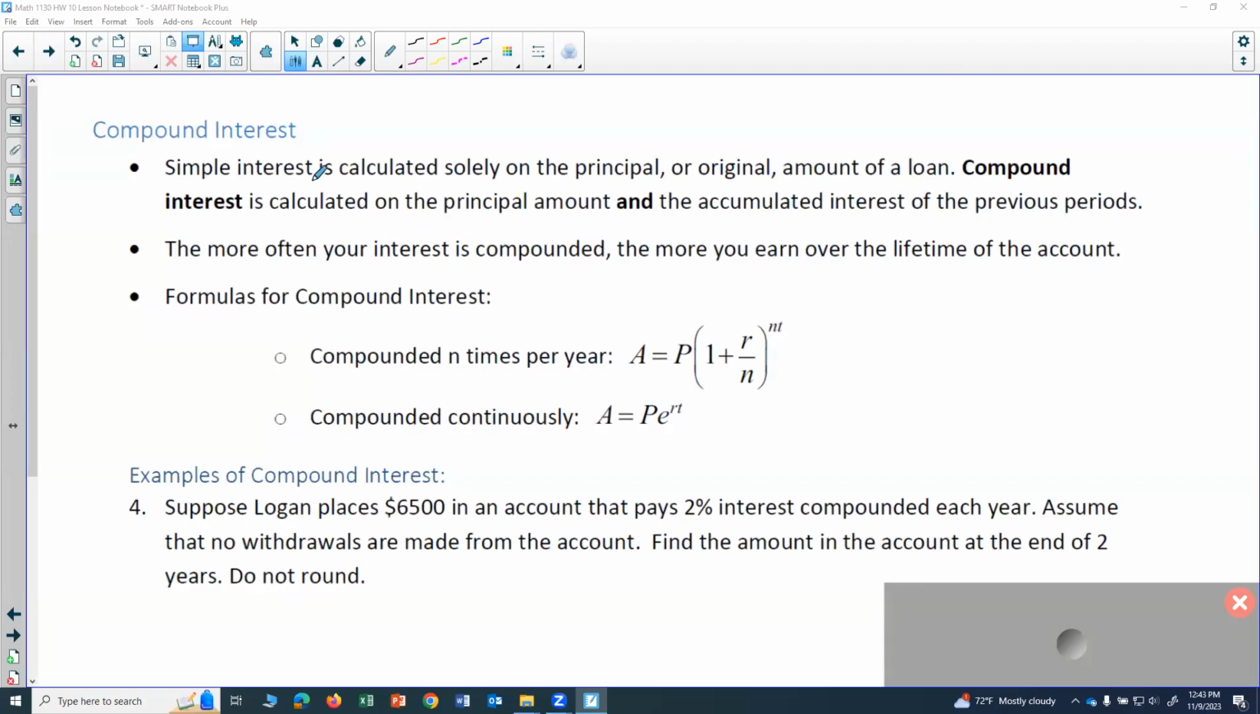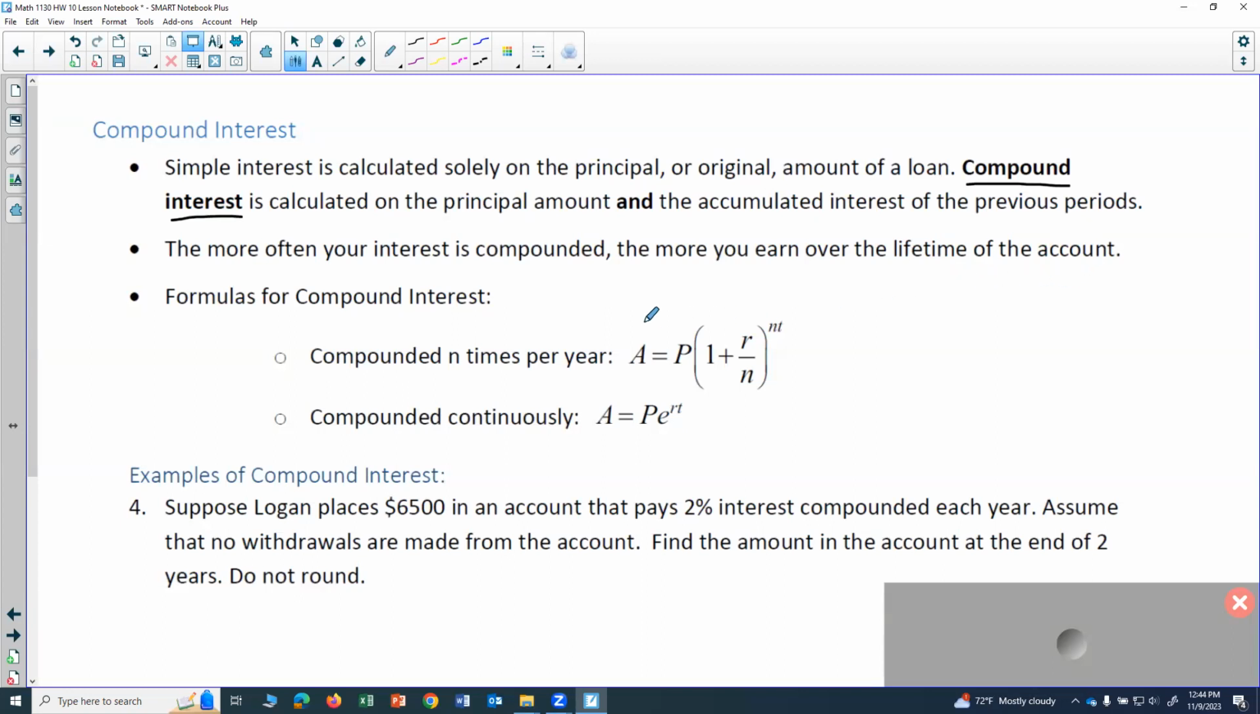This video is about compound interest. Simple interest is calculated solely on the principal or original amount of a loan. Compound interest, which is what we'll be working with here, is calculated on the principal amount and the accumulated interest of the previous periods. The more often your interest is compounded, the more you earn over the lifetime of the account.